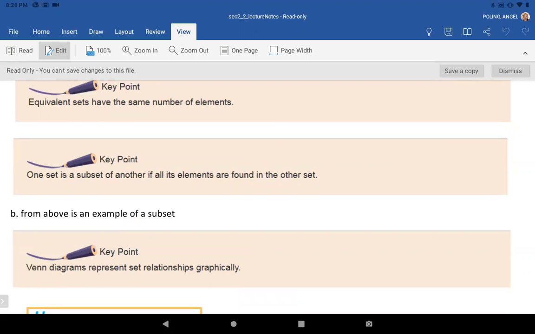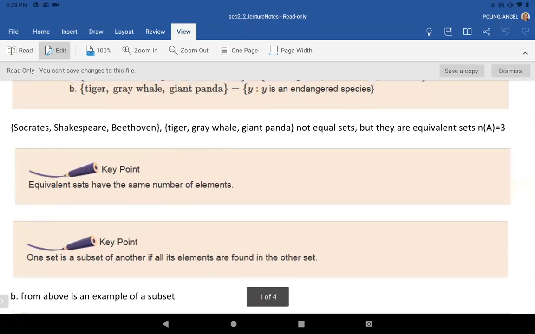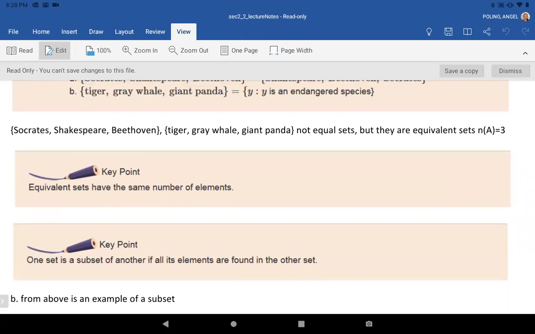Another key point is to look at subsets. The 2 sets from the Quiz Yourself question part B from above is an example of a subset, where one set is a subset of another if all of its elements are found in the other set. Like we said, tigers are in the set of all Ys, such that Y is an endangered species. Gray whales is in the set of Ys, such that Y is an endangered species. And giant pandas are also in the set Y, such that Y is an endangered species, right?